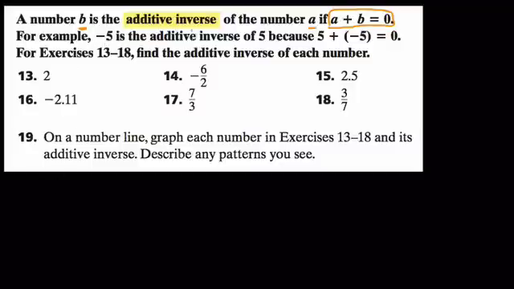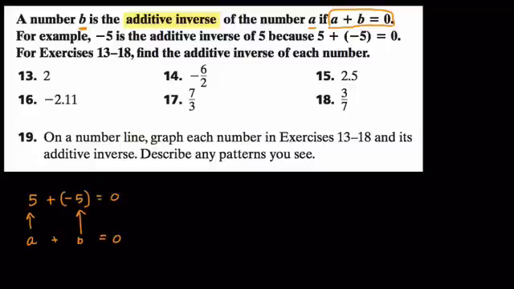Negative 5 is the additive inverse of positive 5. Why? Because 5 plus negative 5 is 0. So right, that's the idea. This could be the number a, and the number b is its opposite. If you add them, what do you get? Well, 5 plus negative 5 is 0. And that's how you know they're opposites.